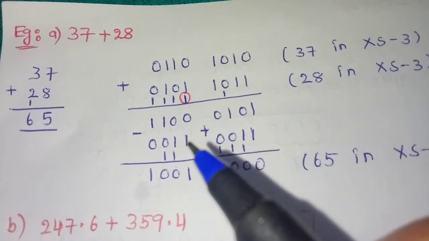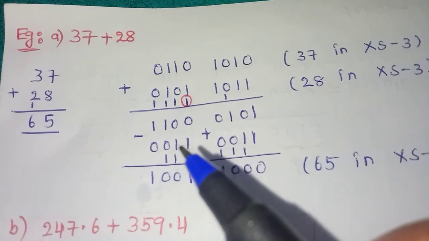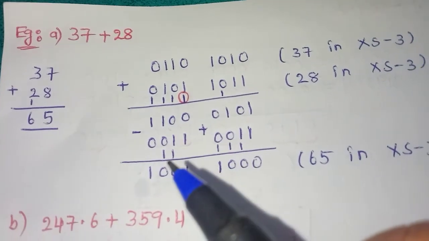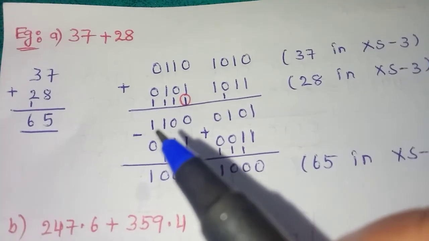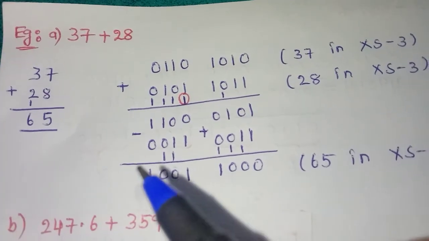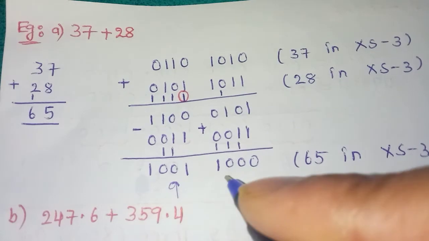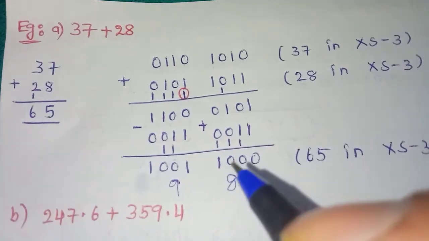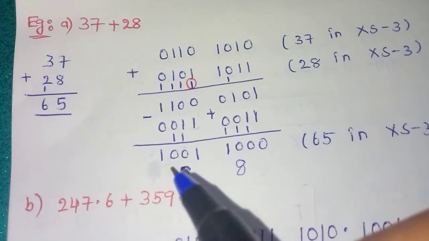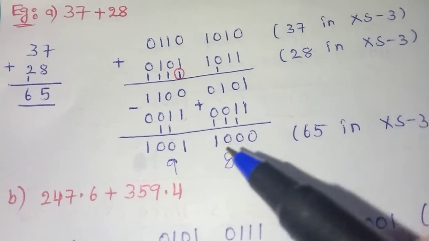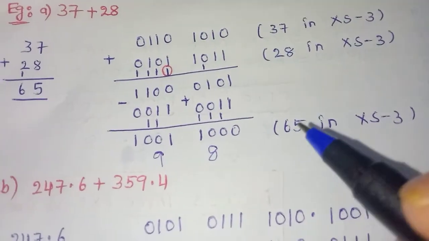Then if you observe, 0 minus 1 gives difference 1 borrow 1, then 0 minus 1 gives difference 0 borrow 1, 1 minus 1 gives difference 0 borrow 0, then 1 minus 0 gives difference 1 borrow 0. Now if you observe, that is 9, and that is 8. Now look at 6 and 5: 6 plus 3 becomes 9, 5 plus 3 becomes 8. That means it is the excess-3 of 65.